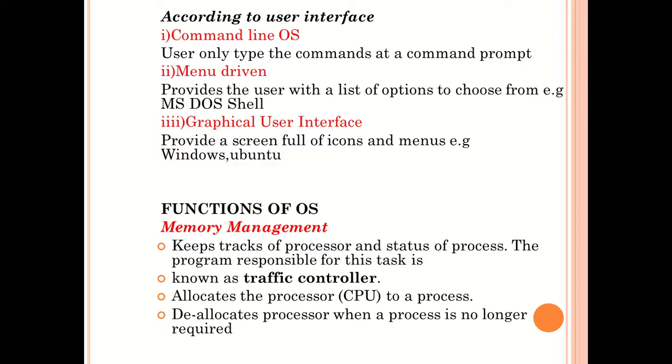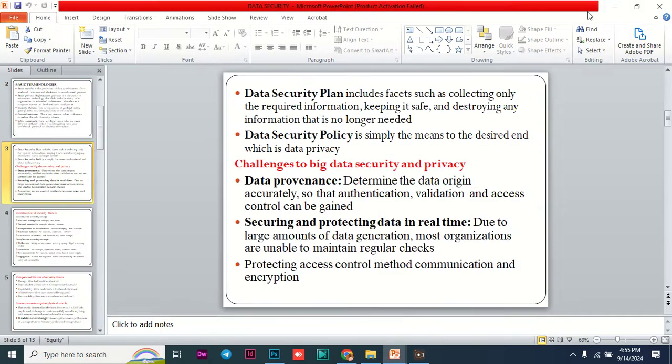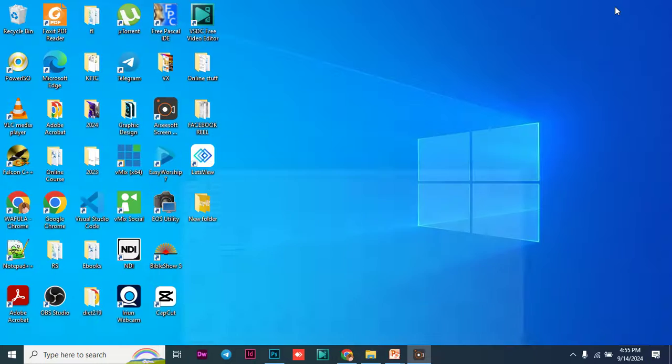Then we have the graphical user interface. This is what we use in our Windows operating system. If I just go to my Windows, this is what we call a graphical user interface. You can see we have been provided with a list full of icons that I can interact with. For example, I have my online courses here. This is just an icon, and inside it we have data.